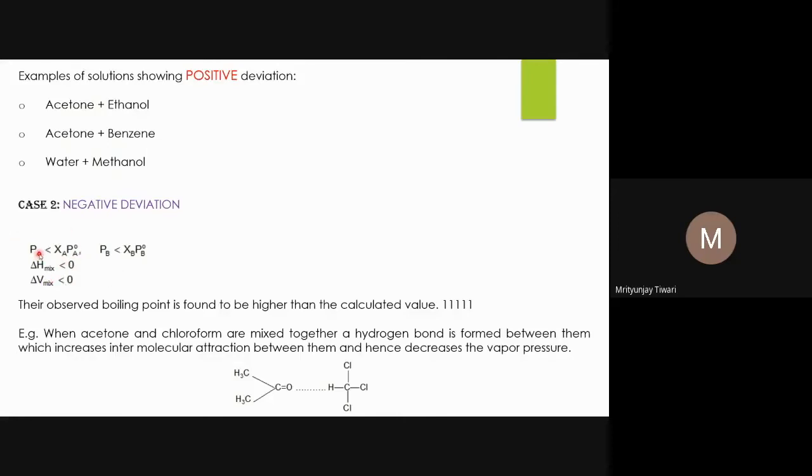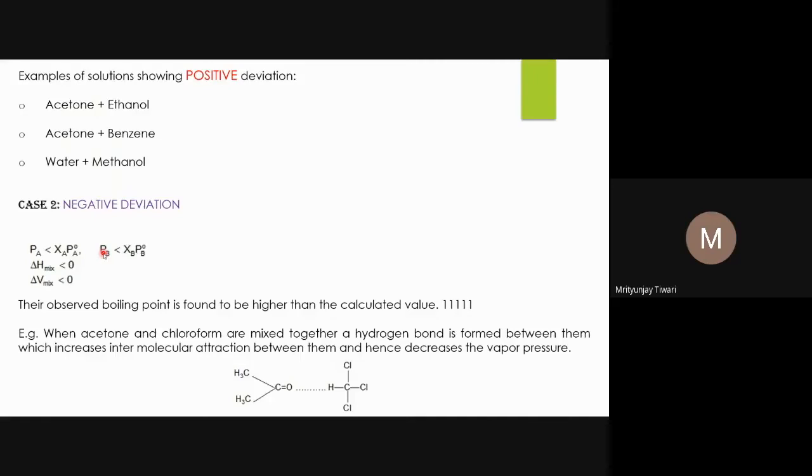If the experimental or real vapor pressure is less than this, then you can straightforwardly say that delta H mixing is less than 0. Delta H mixing less than 0 means heat is evolved during the process. Heat is evolved means stronger interactions have been formed after mixing the two components, solute and solvent. That is why delta H is negative. Delta H negative means a stronger interaction, heat is released, a stronger bond or chemical bond is formed, or any stronger interaction is there. It means heat is released, because in forming such interactions, it will always be released.